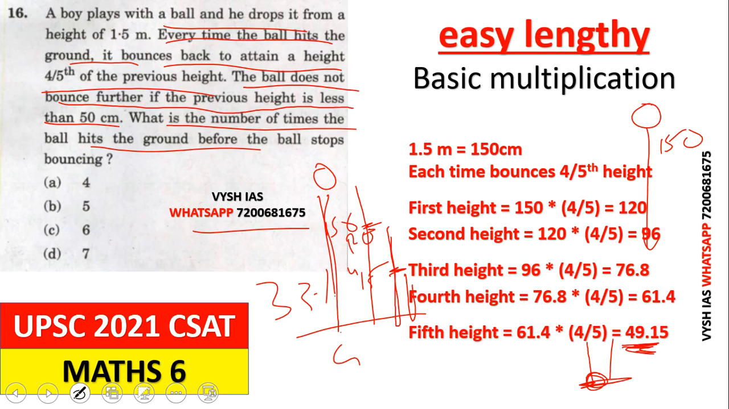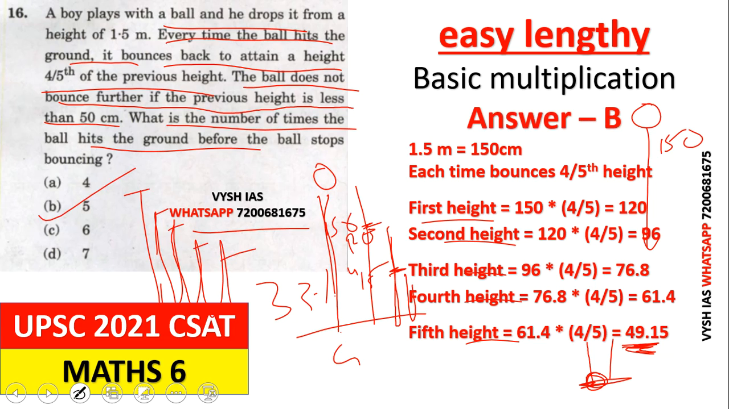Okay, here the ball stops bouncing. So before that, how many heights are there? If you see first height, second height, third height, fourth height, fifth height, 5 times it will bounce. Okay, 150, then 120. Then after that, 96. Then after that, 76. Then 61. So 1, 2, 3, 4, 5. So 5 is the answer. Understood? This is like common sense. Even if you ask a small child and tell these conditions, he will bounce the ball and see and tell you, okay, 5 times it will bounce. After that, it is 49 centimeter.